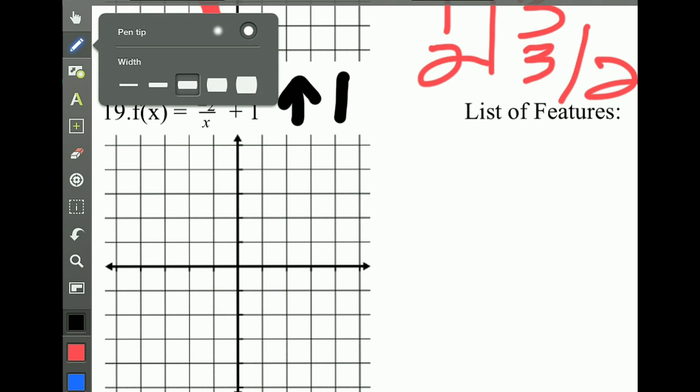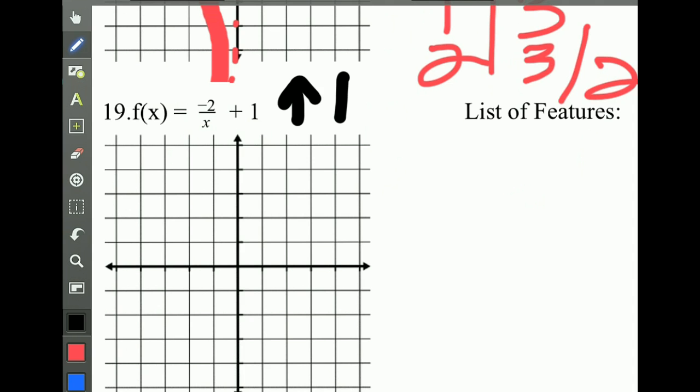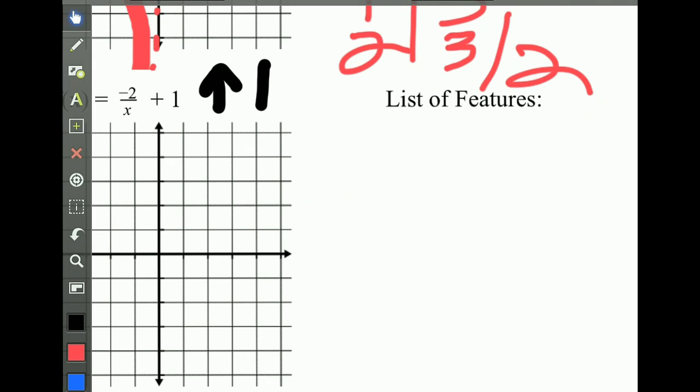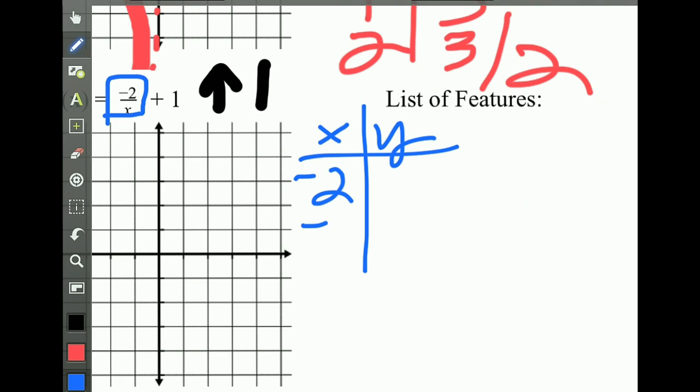So let's go ahead and do a table of values. I do know that what you can do is you can first graph, this is kind of what we did with logarithms and exponential graphs, is that we would graph just this part first, and then we would add 1 to each of our y values. So you could definitely do the same thing here. So if I used -2, -1, 0, 1, 2.